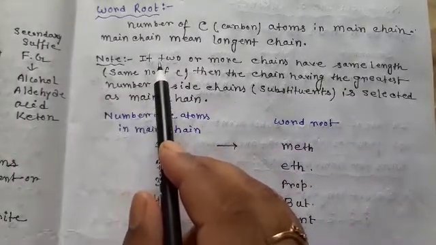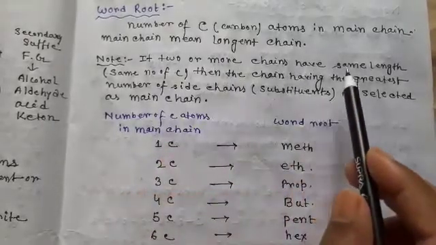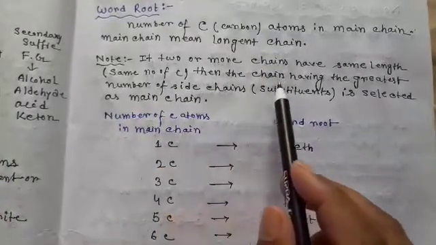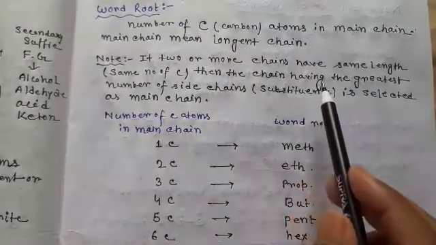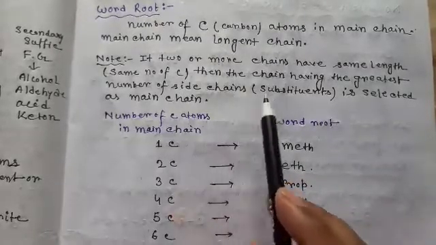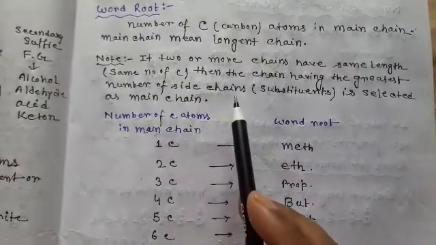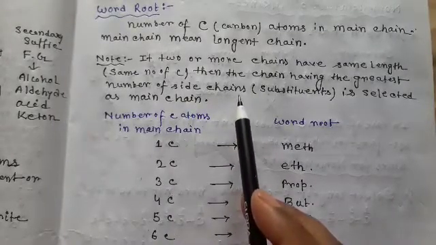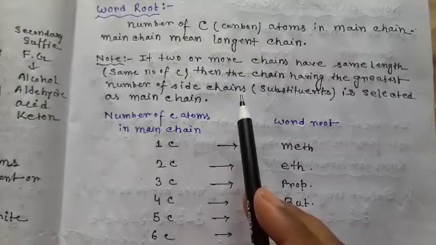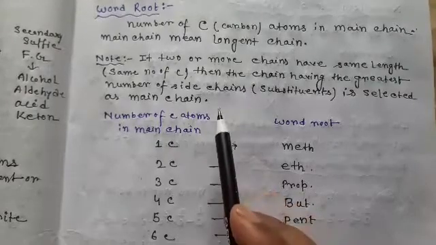Here is a note. If two or more chains have the same length, that means the same number of carbons, then the carbon chain that has the greatest number of side chains is selected as the main chain. That means when a compound has many possible main chains, the main chain with the highest number of substituents is selected.